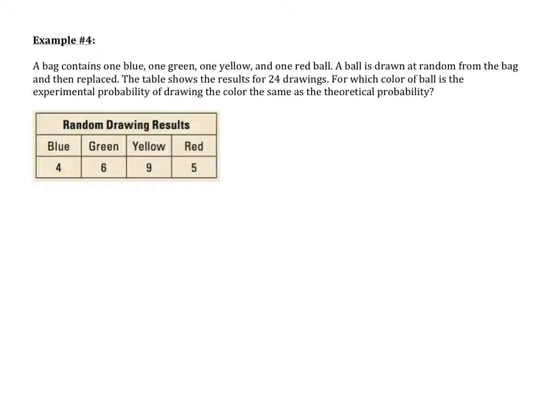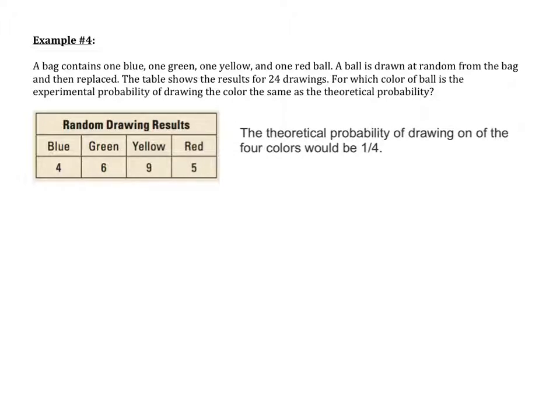So let's talk about theoretical probability first. As you are drawing the balls out of the bag, you have a possibility of 4 different outcomes: a blue ball, a green ball, a yellow ball, or a red ball. So if I want to find the theoretical probability of drawing a red ball, it'd be 1 out of the 4. So again, the theoretical probability would be 1 over 4. So now what we're going to do is figure out what the experimental probability was for each of the different colors of balls and see which one is equal to 1/4.